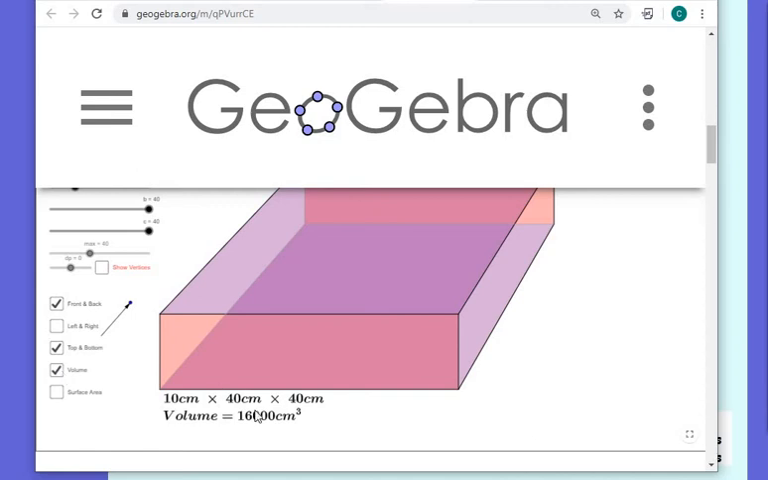16,000 centimetres cubed. I've quadrupled two of my side lengths to 40 and 40, and overall my volume has increased by a power of 16. I've gone 16 times bigger.